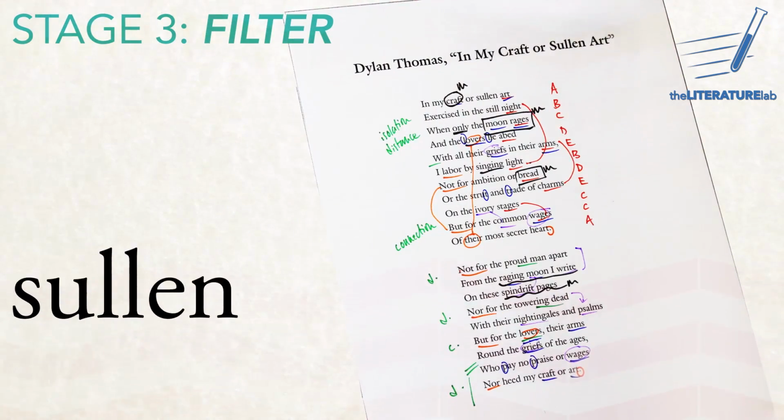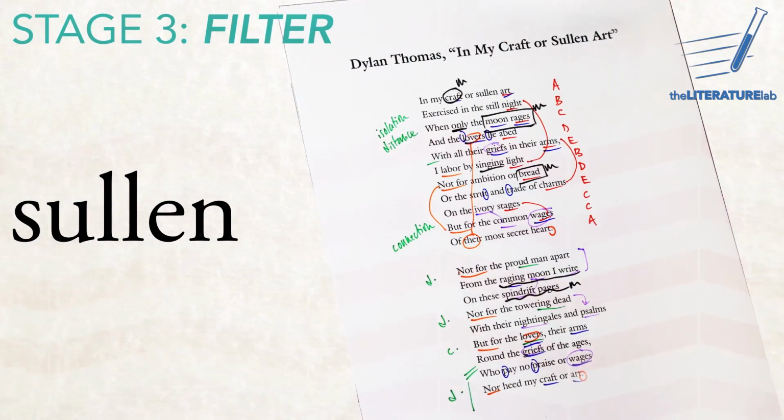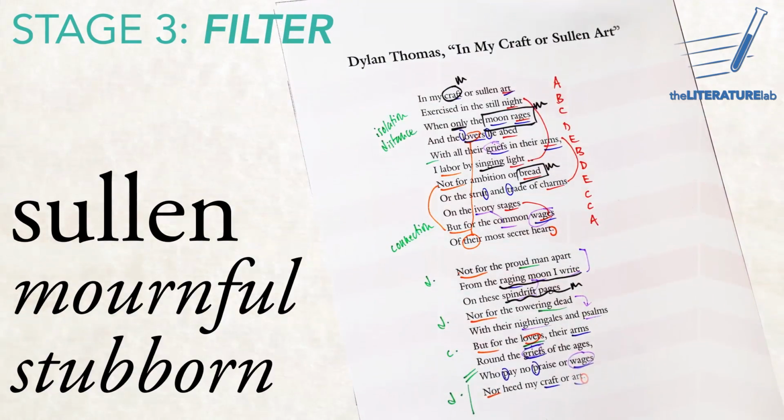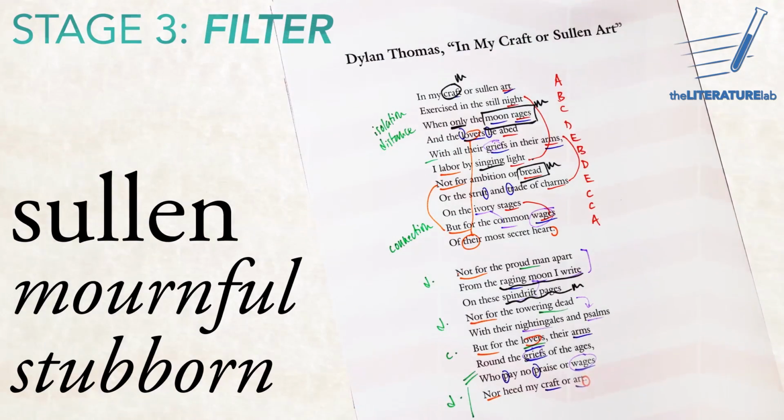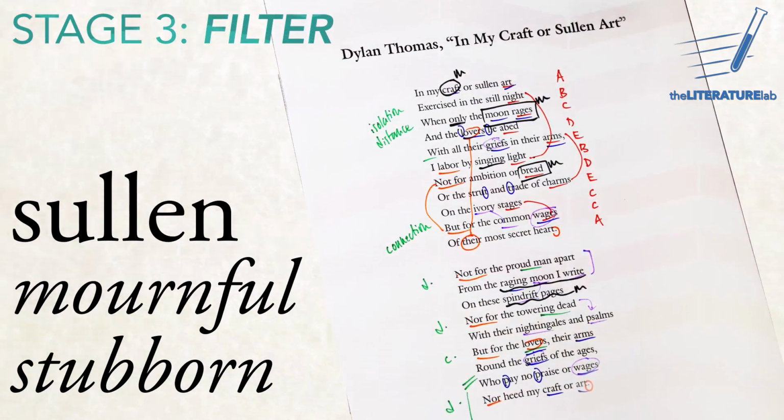Again, a word that if you look up in the Oxford English Dictionary, it means that it's both mournful and stubborn at the same time. It's opposing some prevailing moods or desires like love or pride.